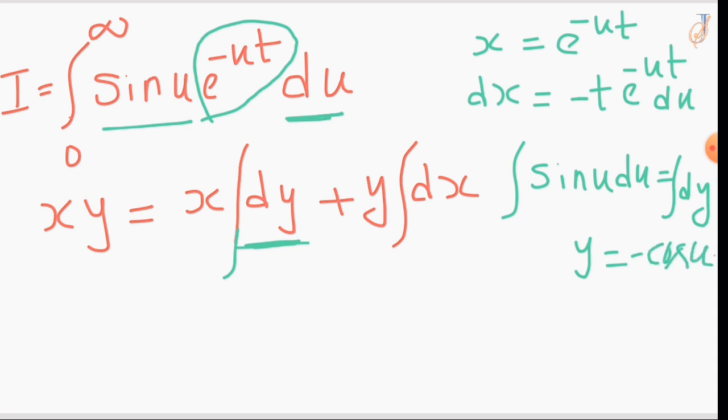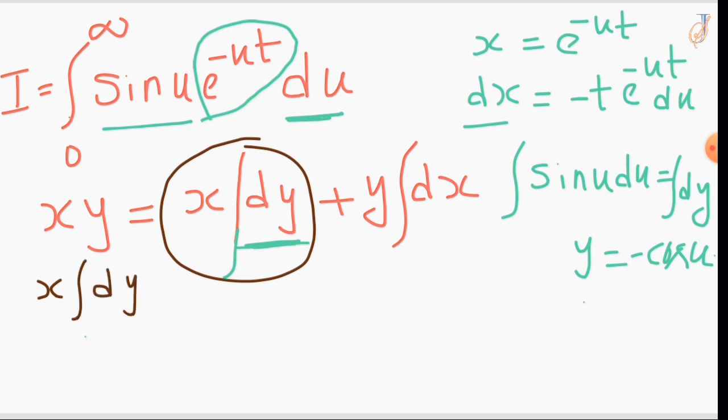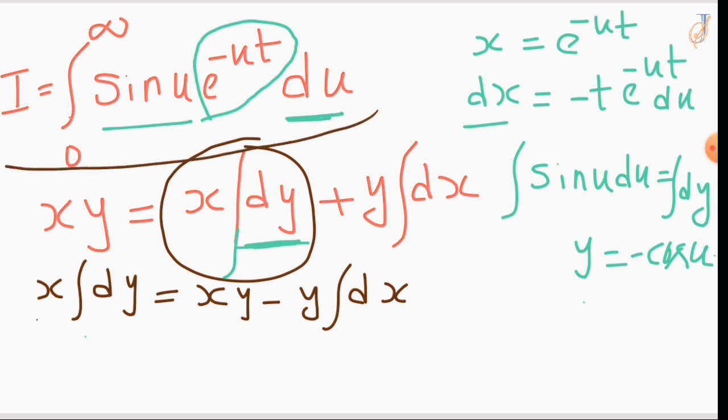So now we know dx, we know dy, and we know y and x. Let's substitute in this formula. Our given expression is in the form of x times the integral of dy, isn't it? So written in these terms, the integral of x dy is equal to xy minus the integral of y dx. Now substitute these x values here. This integral of x dy is nothing but this I, isn't it?